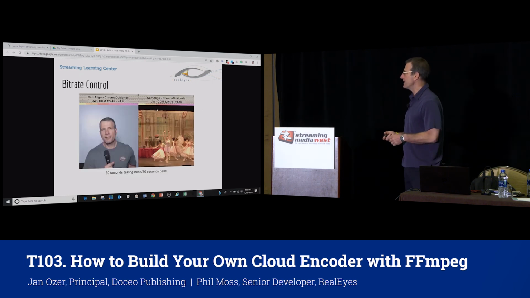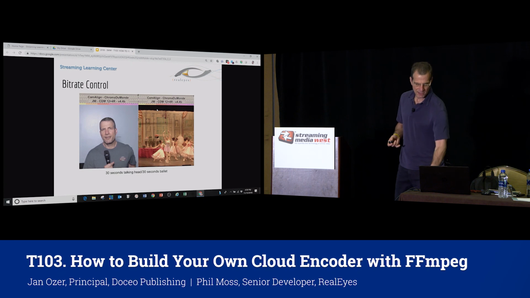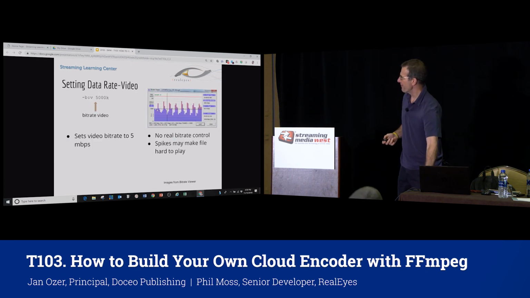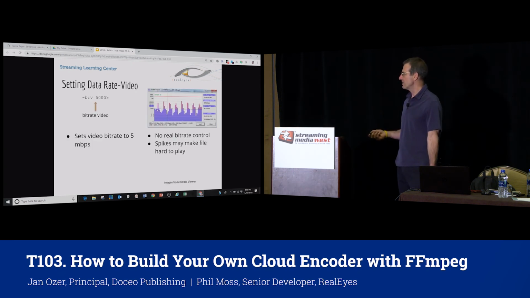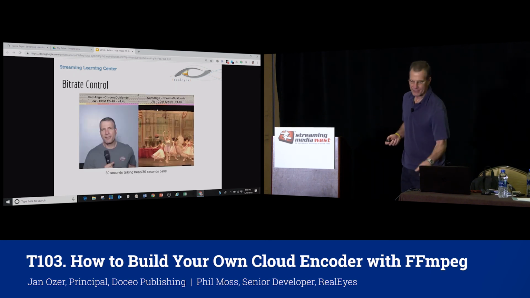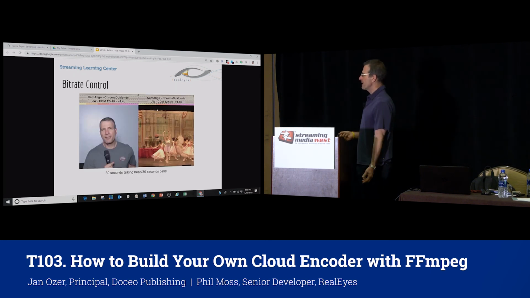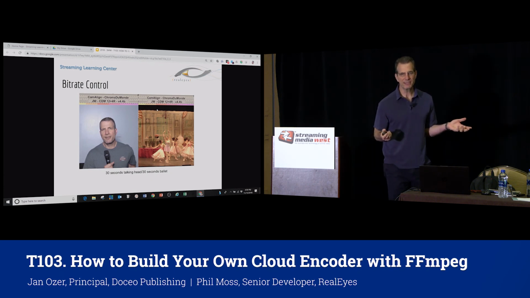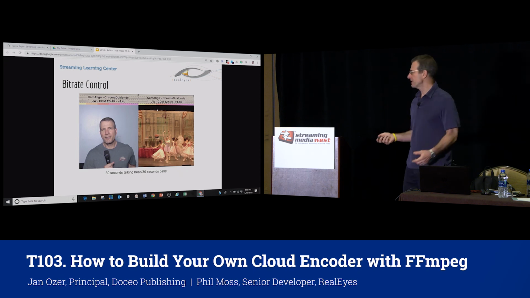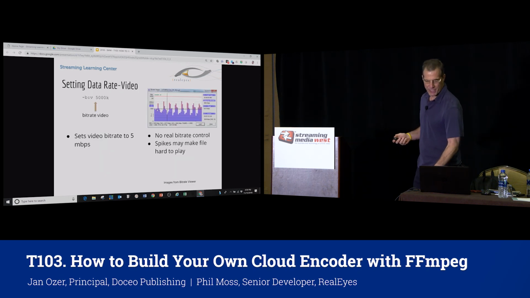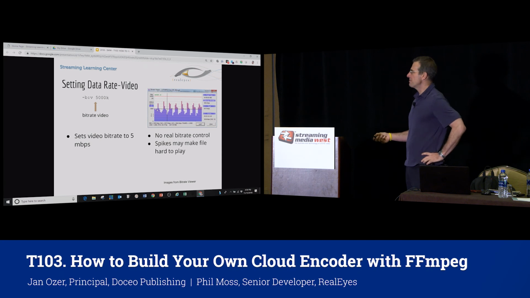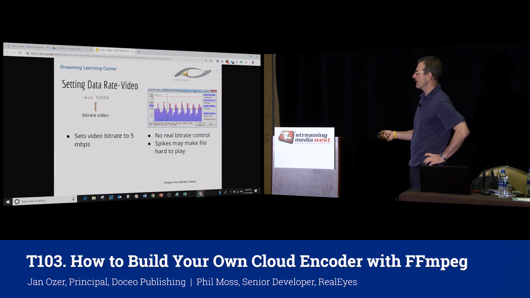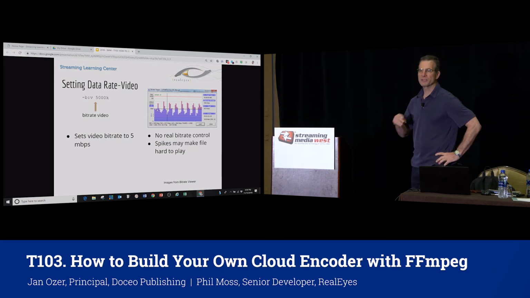So let's dive into the key areas of encoding that you need to worry about with FFmpeg. The first one we talked about is bitrate control. What we're working with here is a file that's 30 seconds of talking head, 30 seconds of ballet. So it's basically a worst case file from a VBR, CBR perspective. And if we encode with just the target bitrate, what we see is the data rate varying. Here's the talking head, here's the ballet, here's the talking head, here's the ballet. So we're seeing no real data rate control.